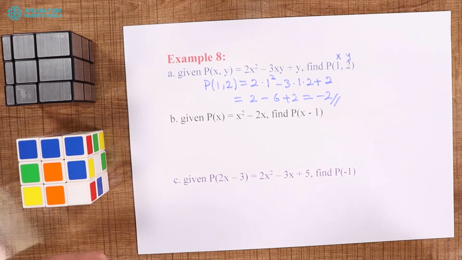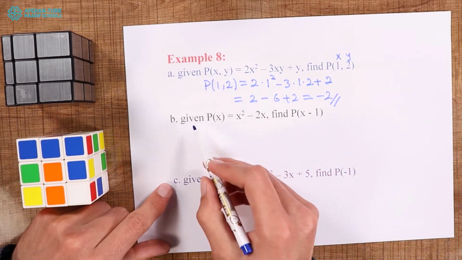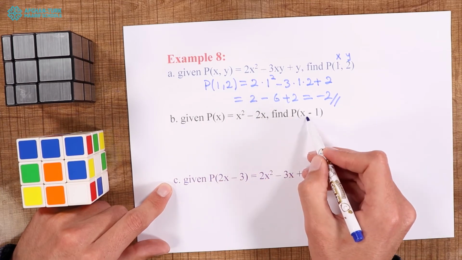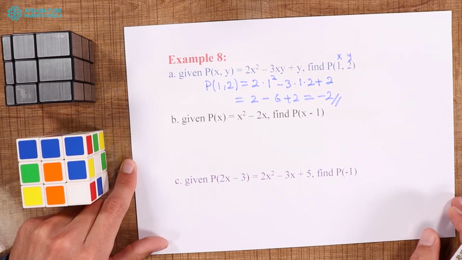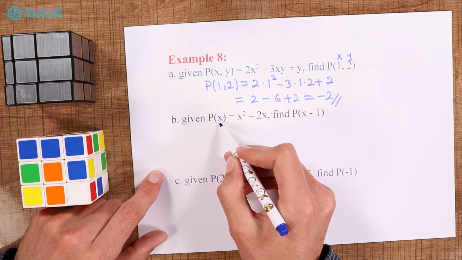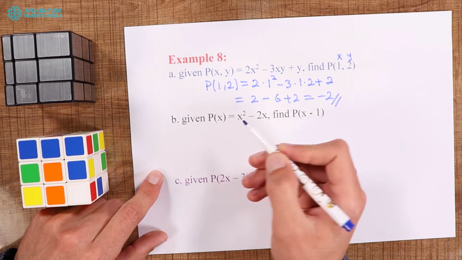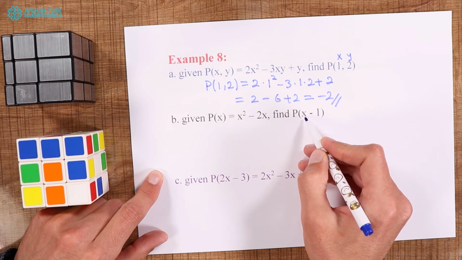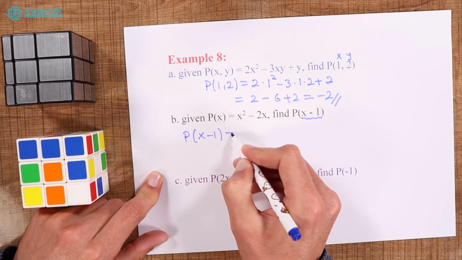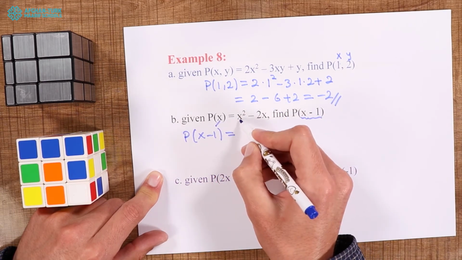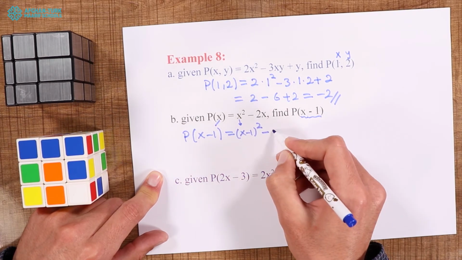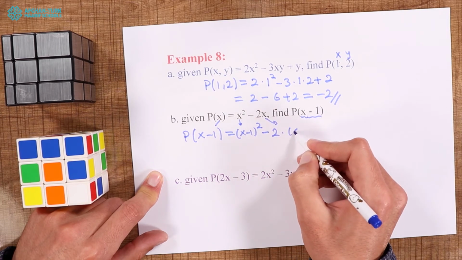For the second type of placing value, we have this question: given p of x as x squared minus 2x, we must find p of x minus 1. So how will we find this? As I said before, we can substitute or put anything instead of x, for example a cube or a pen or anything, and here we have x minus 1. So just put x minus 1 instead of x here. In p of x we write x minus 1 all squared minus 2 times x minus 1. Instead of x we write what? X minus 1.